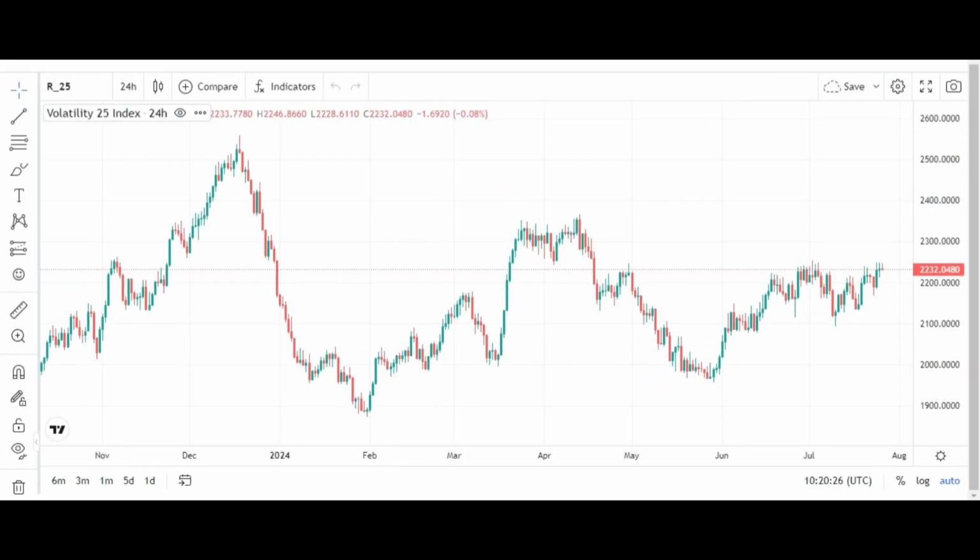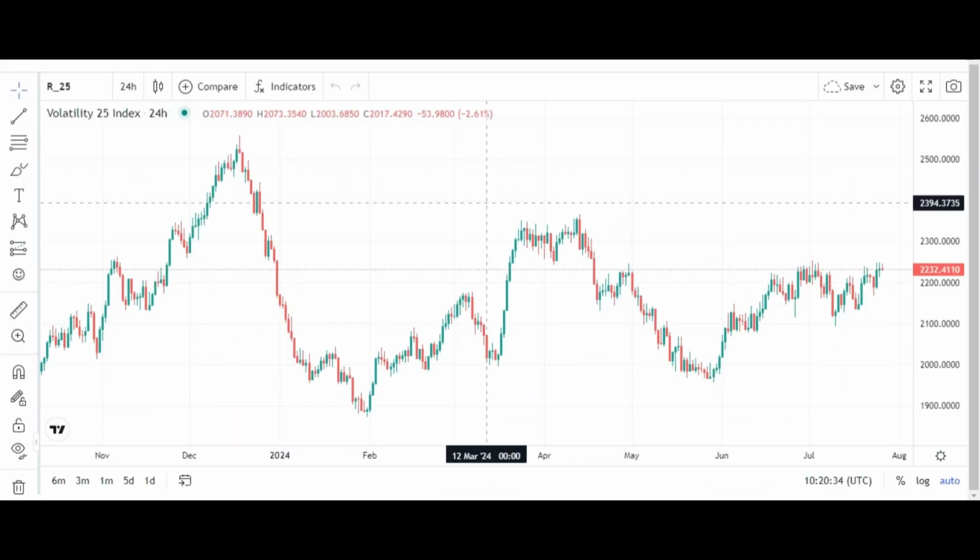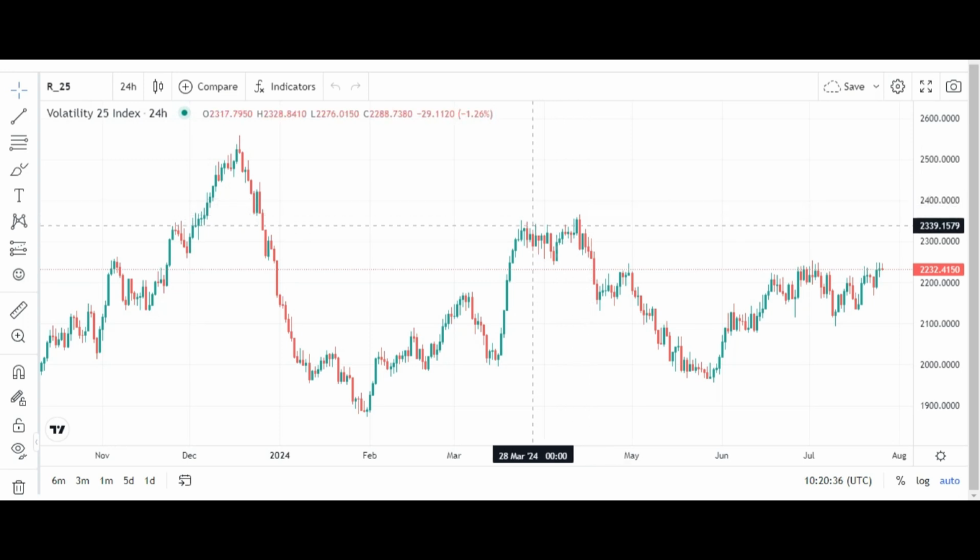Okay, so now we're here in TradingView, and this is Volatility 25, as you can see right here. For those who don't know how to access TradingView for Deriv, I do have a video that I'm going to post. So let's get right into the video, guys.